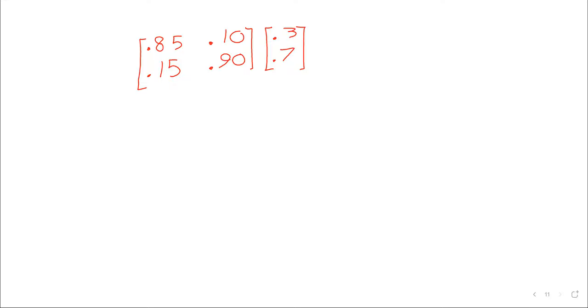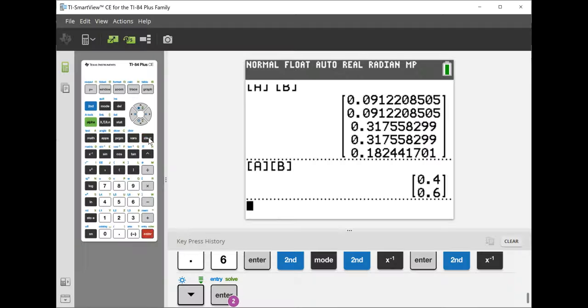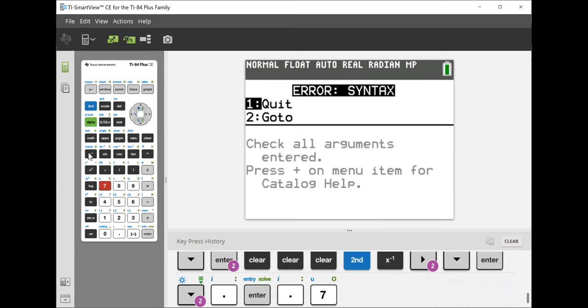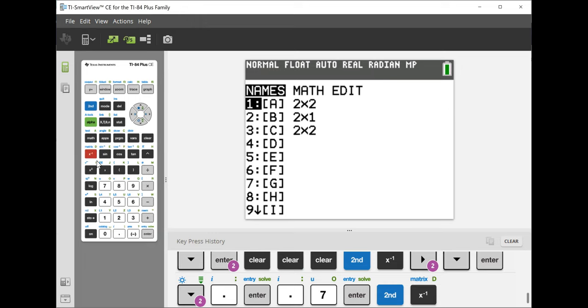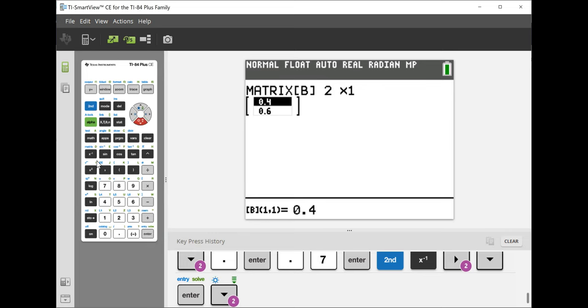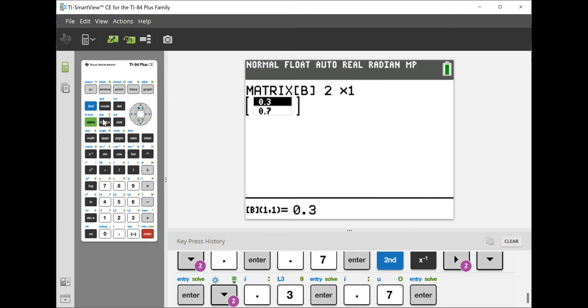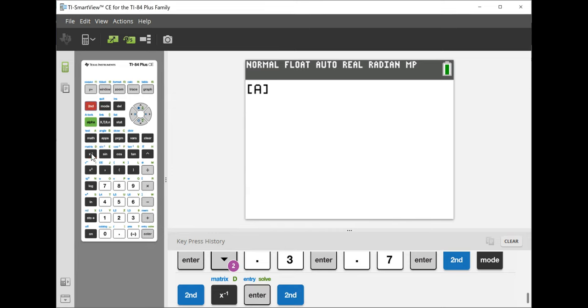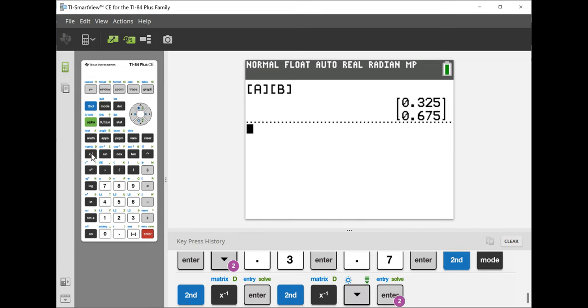Let's go to our calculator. Let's clear all this out. Let's put it in. It did not like that. Must have pressed the wrong button. Try this again. 0.3, 0.7. So we can take A and multiply it by this probability distribution. After this person has flown once, this is their new probability distribution: 0.325 chance that they're flying with British Airways, 0.675 chance that they're flying with a competitor.